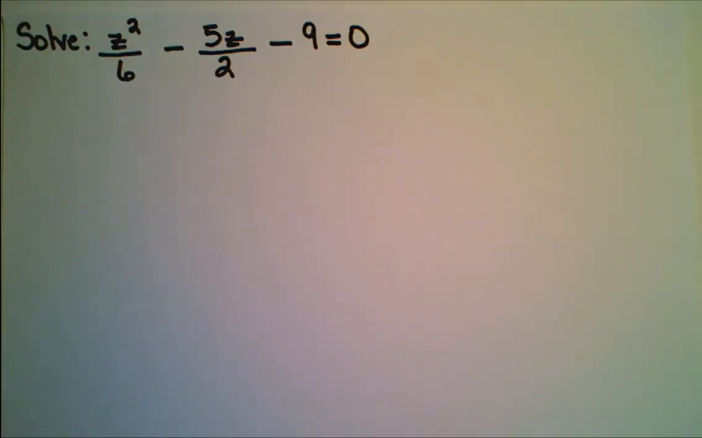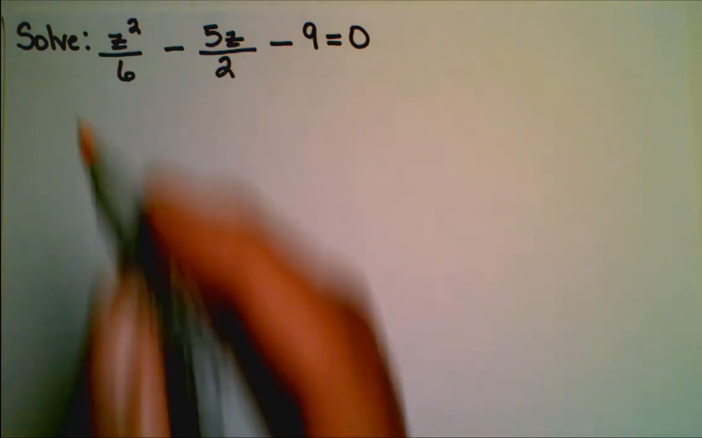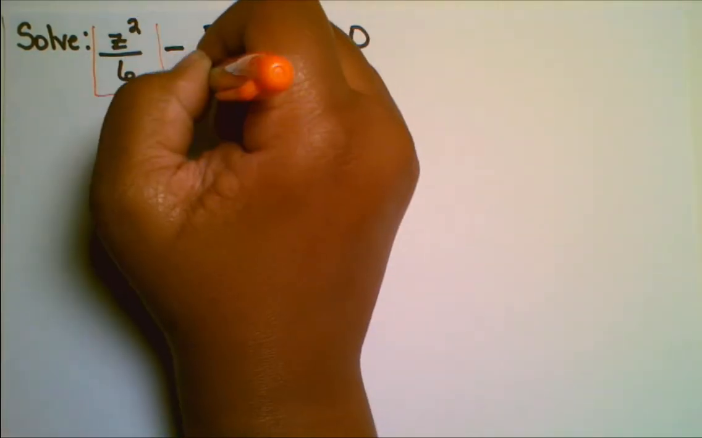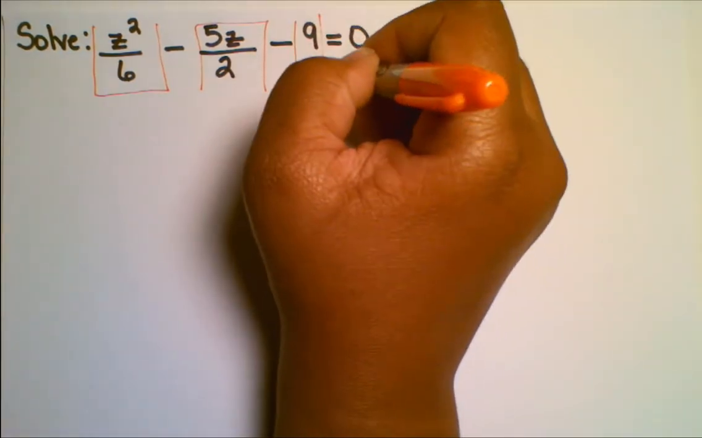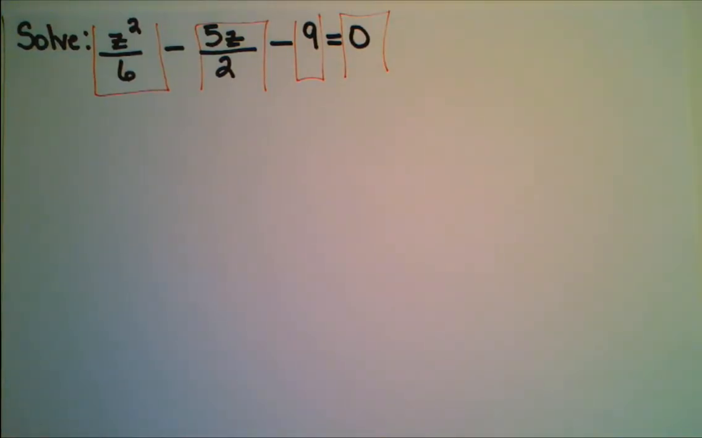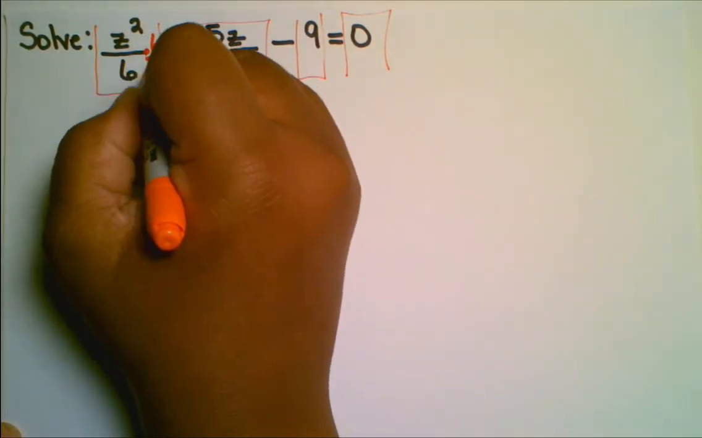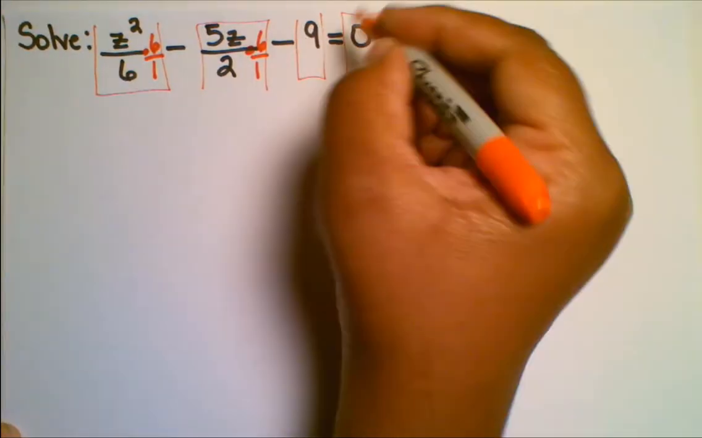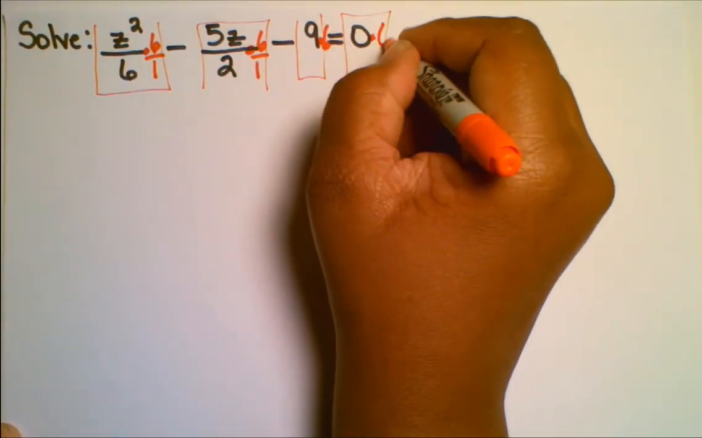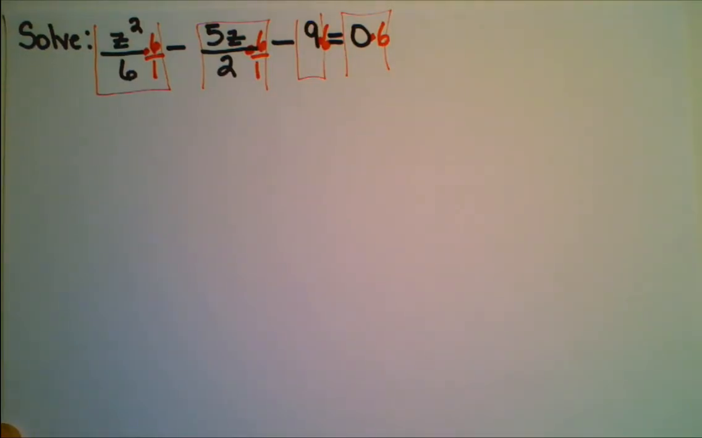But what we do have to do here is solve this equation without fractions. So what we're going to do is multiply all terms on both sides by the LCD of 6 and 2. The least common denominator for 6 and 2 would be 6. So we're going to multiply 6 to every term on both sides.